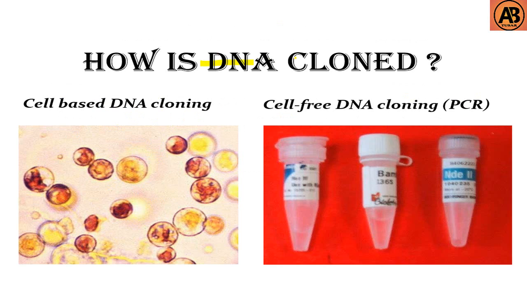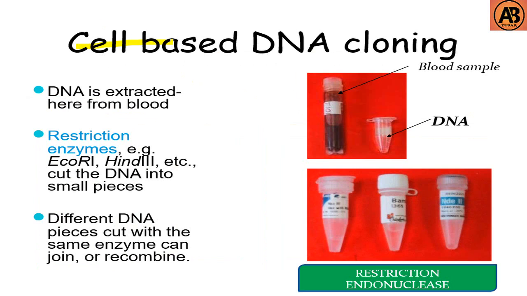Then, how is DNA cloned? We can clone DNA in two ways: cell-based DNA cloning and cell-free DNA cloning, which is PCR. Here you can see cell-based DNA cloning. DNA is extracted here from a blood sample. Restriction enzymes such as EcoRI cut the DNA into small pieces. Different DNA pieces cut with the same enzyme can join or recombine.